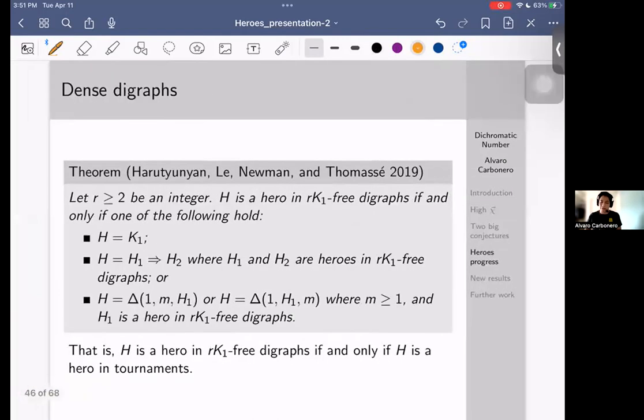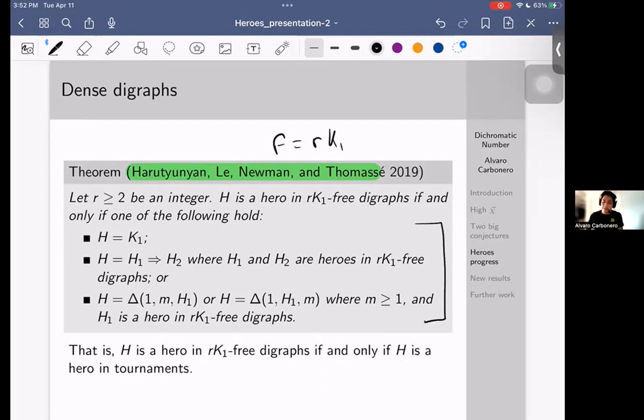We're going to talk about the progress in the conjecture. Let's start with the positive results. This paper, called Color Intense Digraphs, written by Hidde Koerts, Lee, Neumann, and Thomas A., proves that the conjecture is true when F is RK1. You might notice that this is the exact same characterization we use for heroes.